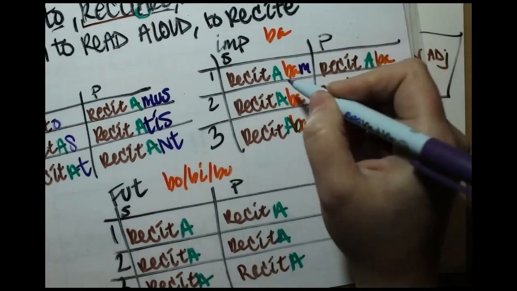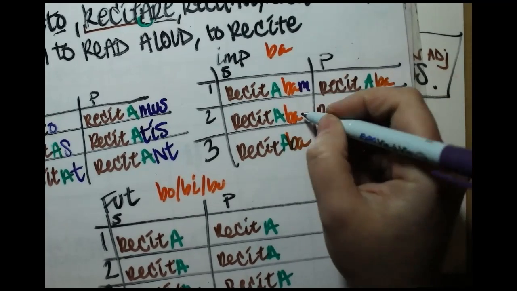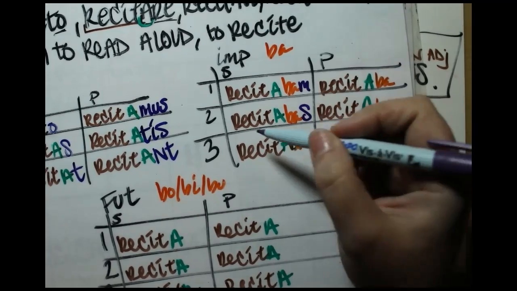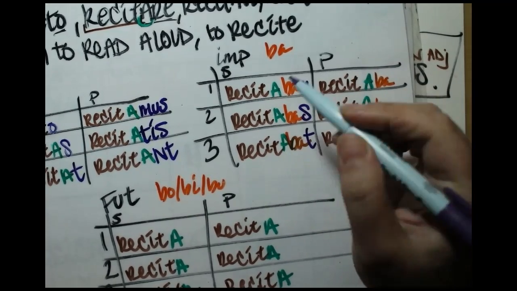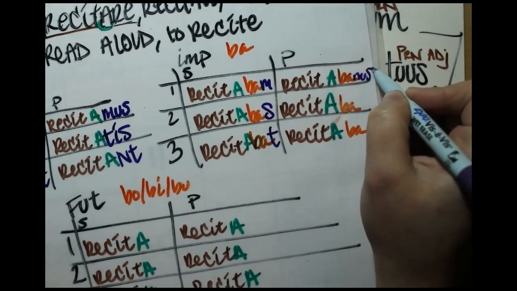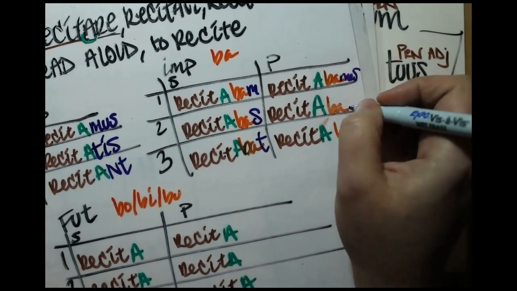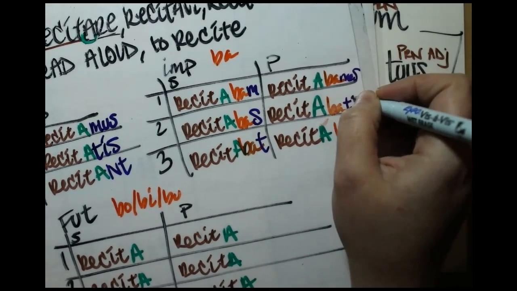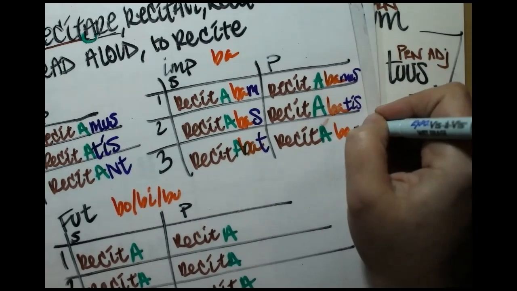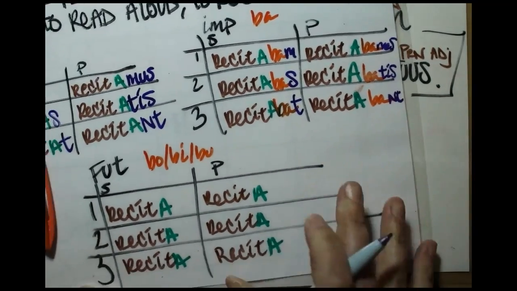So recitabam, that is I was reading aloud, I used to read out loud. Recitabas, you were reading aloud, you used to read aloud. It was reading aloud, it used to read aloud. Recitabamus, we used to read aloud, we were reading aloud. Recitabatis, I did not give myself enough room. Y'all used to read aloud, y'all were reading aloud. And recitabant, they were reading aloud, they used to read aloud.